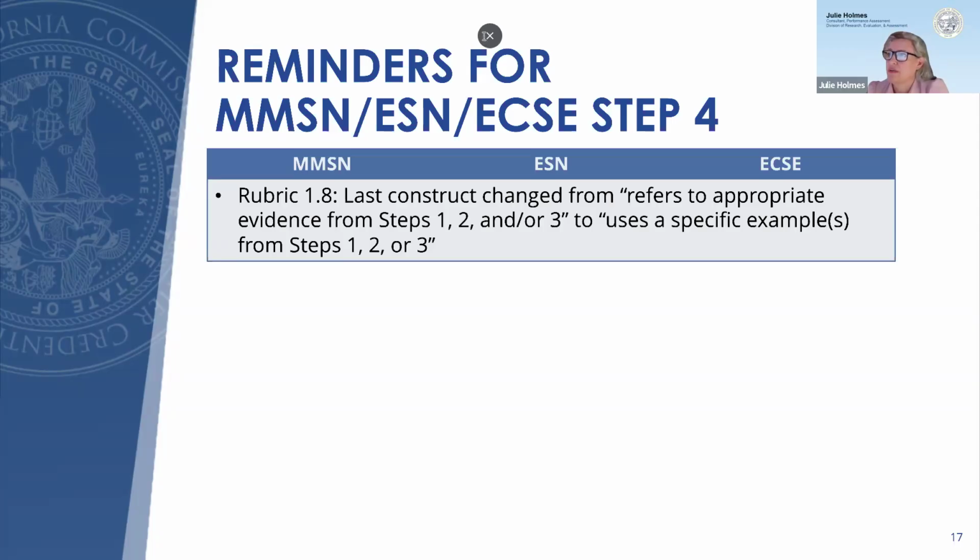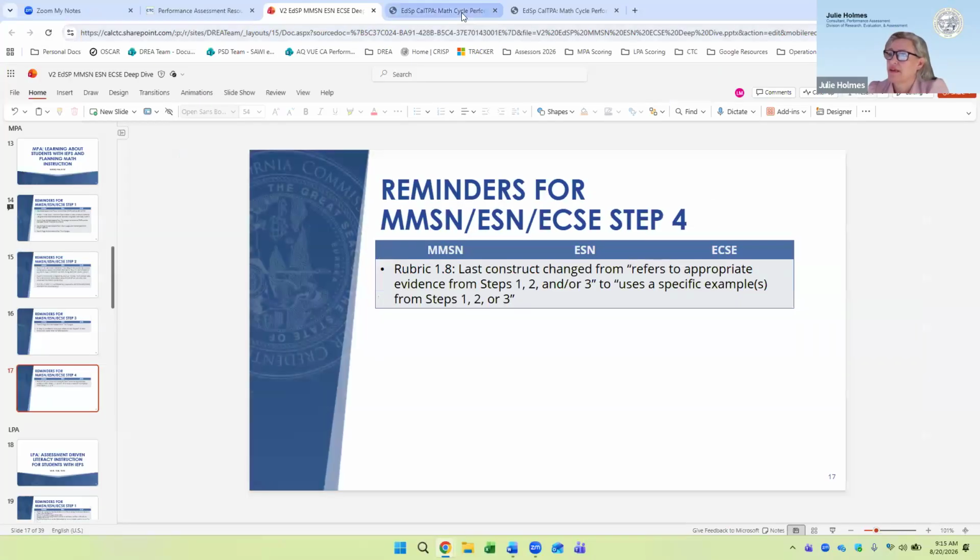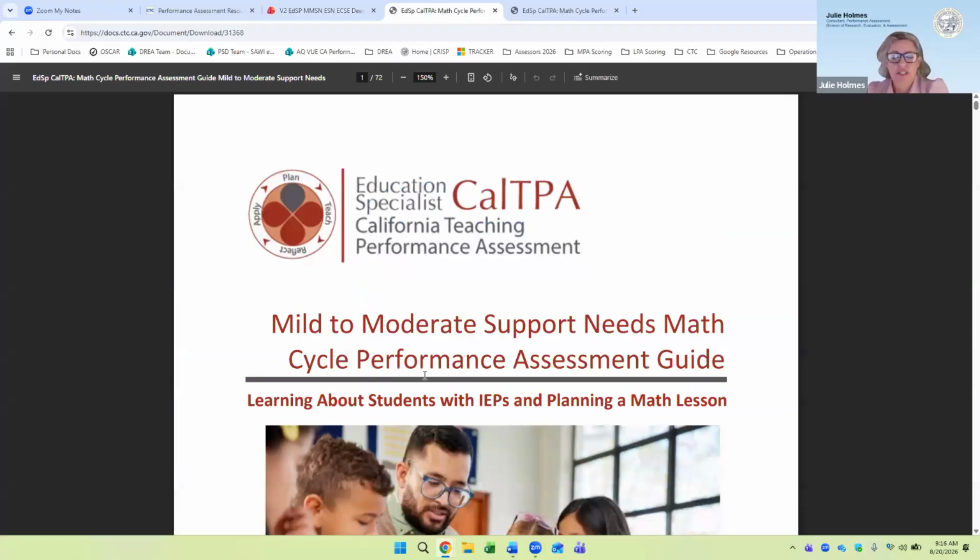Okay, and give me a minute. I'm going to go ahead and pull up the guide. I'm going to use the mild moderate support needs guide for MPA, but I will refer to any changes that would be in ECSE because MMSN and ESN are almost identical. I'm trying to think of a difference, but they are pretty much the same. What would be different is the candidate's clinical placement setting and the population that they're working with. So I will do my best. I will point out differences because we got 3 big guides to go through, and I want to leave ample time for Marissa to go over LPA as well.